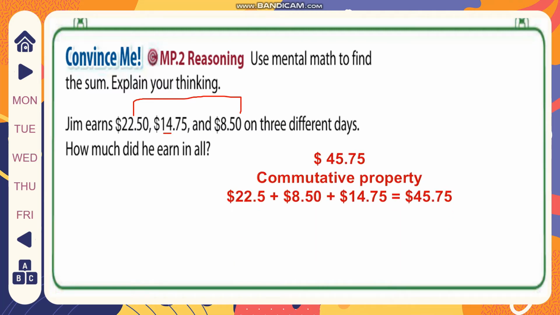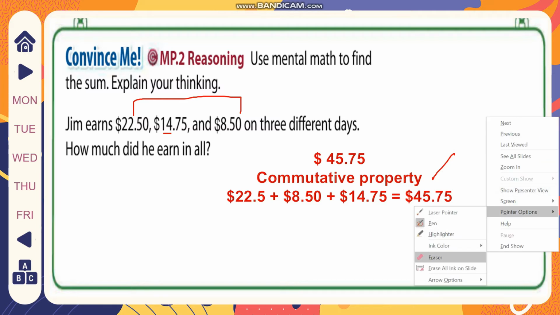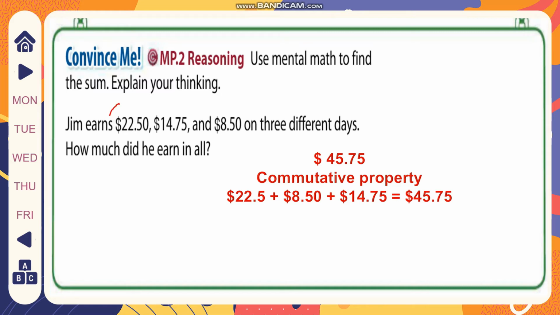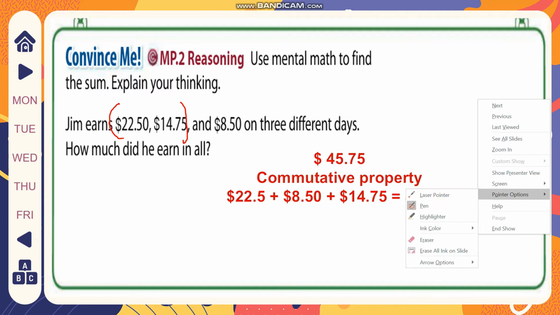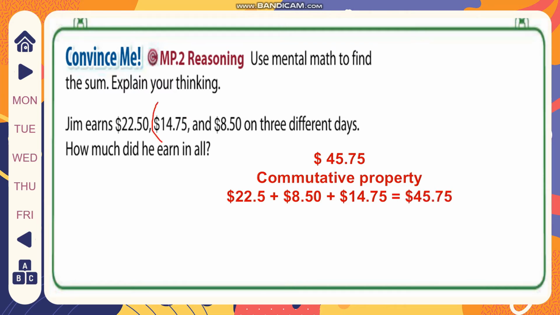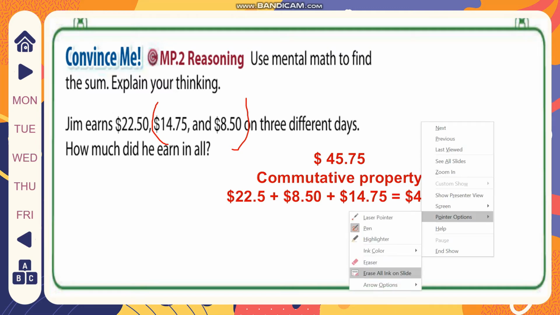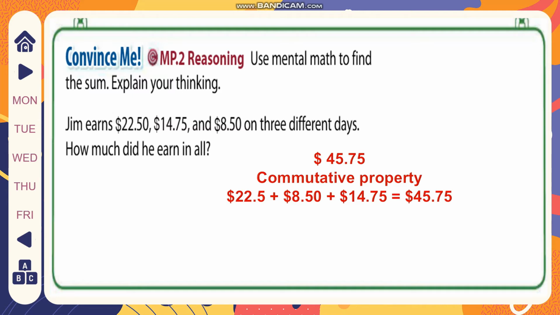For that, I applied the commutative property. It means I changed the order of the addends. Now, is it also possible to apply the associative property, wherein you can add first these two before adding to 8.50, or add first these two before adding to 22.5? Yes. As long as it is easier for you to add mentally, apply a different strategy.